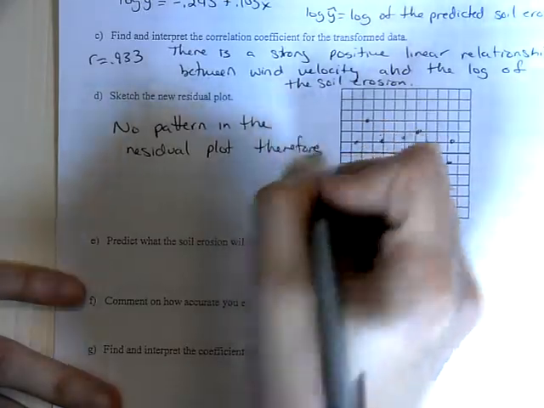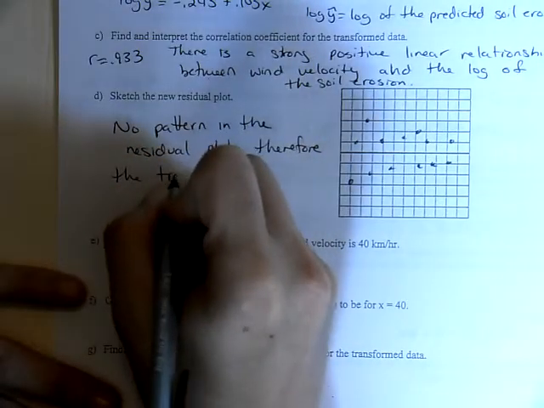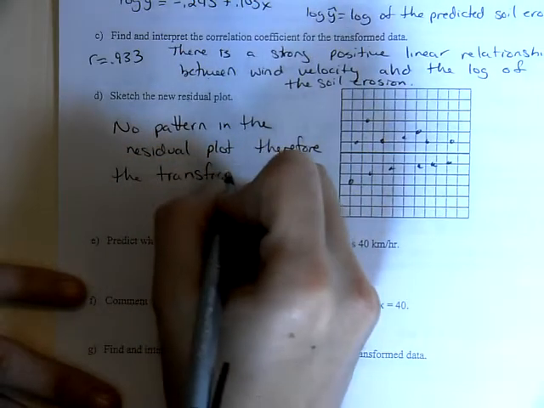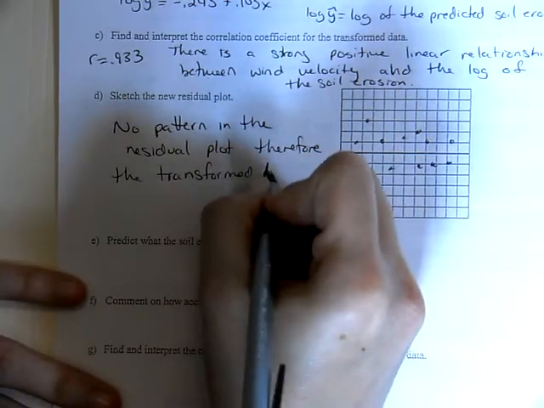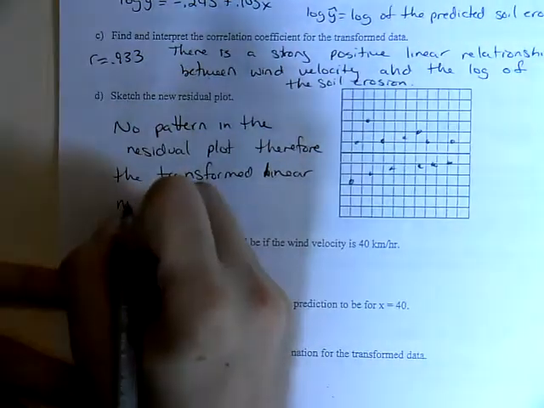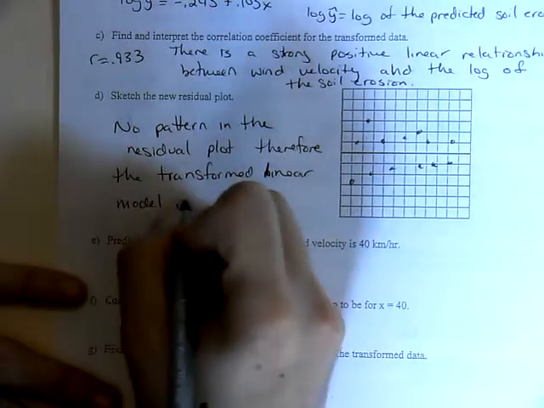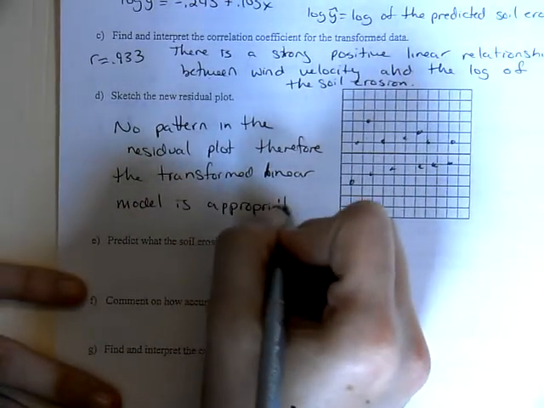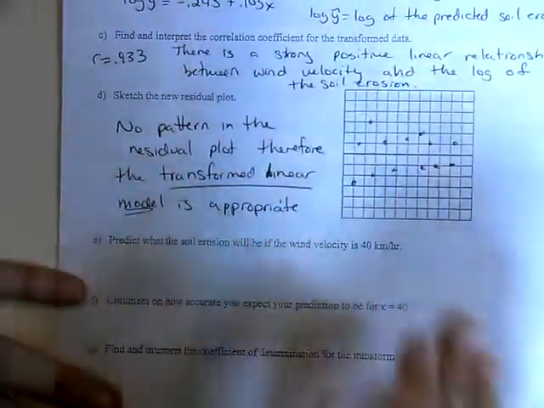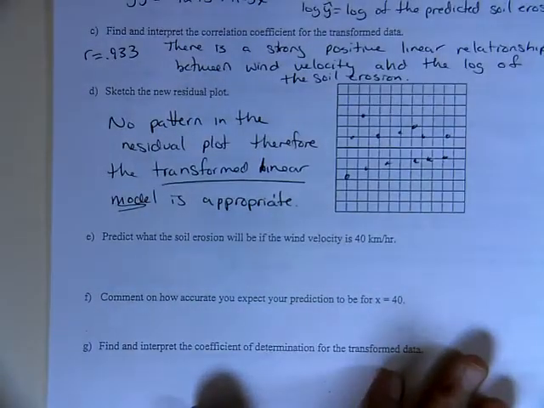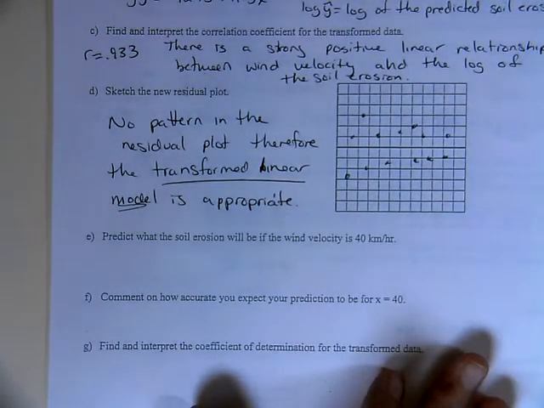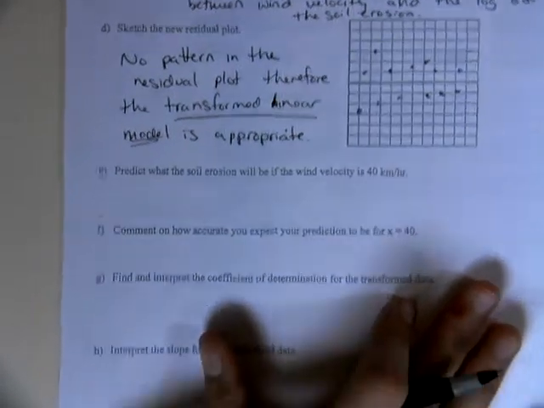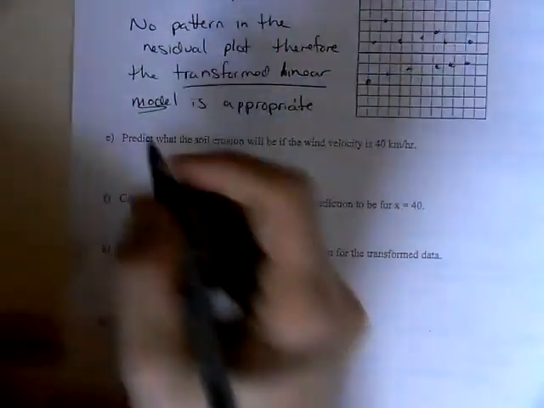Therefore, the transformed model, transformed linear model, is appropriate. Okay, so we transformed it. Now we're saying it's okay. Predict what the soil erosion would be if the wind velocity was 40 kilometers per hour.